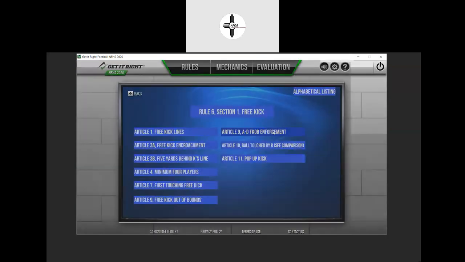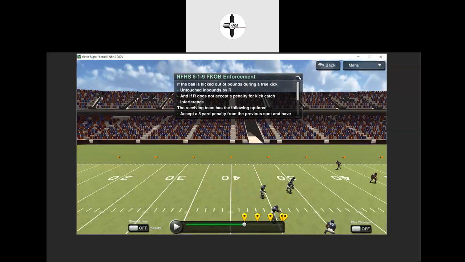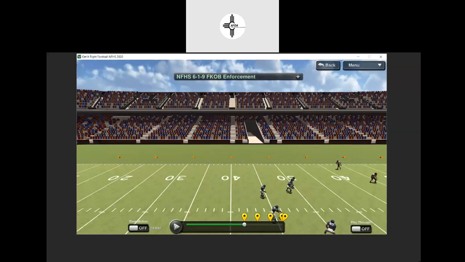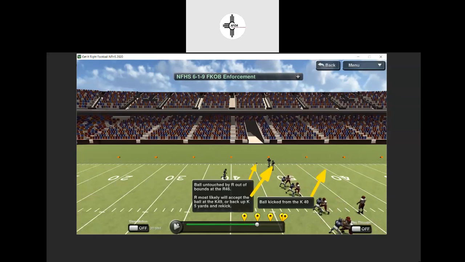Okay, free kick out of bound enforcement. So we'll do a complete step through on this one. Here we have the ball getting kicked out of bounds. It was untouched by R. Rolls out at about the 46-yard line.